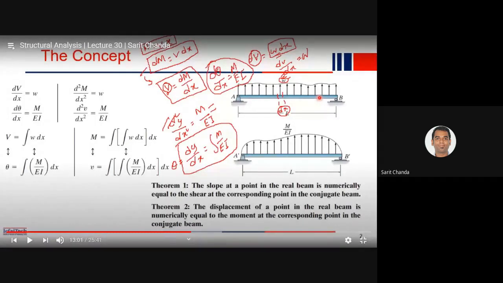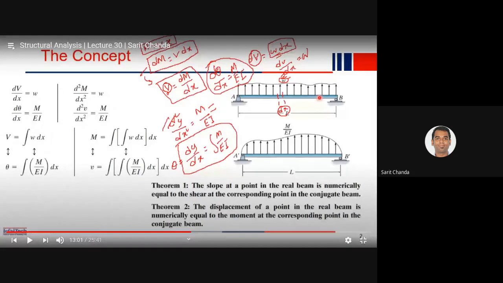Just draw the conjugate beam. Once you draw it, find the shear force and bending moment at any point where you want to find the deflection and slope. That shear force and bending moment value directly gives you the slope and deflection. Okay, so that is theorem 1 and theorem 2. Theorem 1 says the shear force in the conjugate beam is equivalent to the slope in the real beam, and theorem 2 says the moment in the conjugate beam is equivalent to the deflection in the original beam. So that's very simple. Anyone has anything to ask? Is it clear?